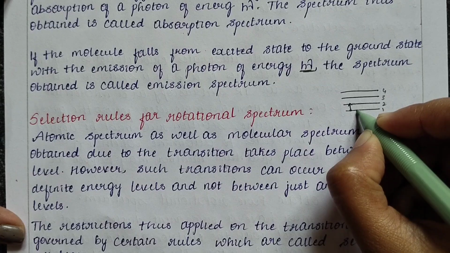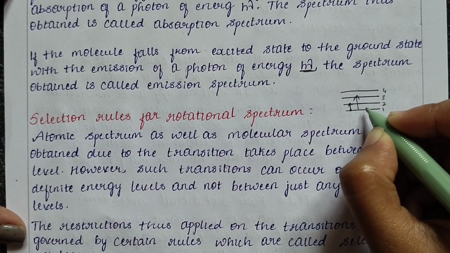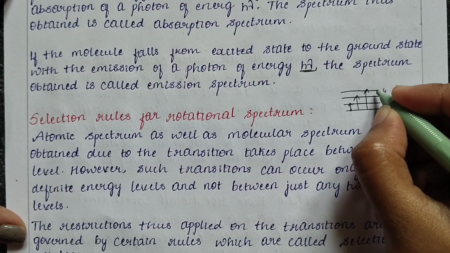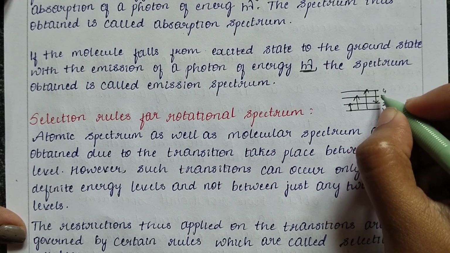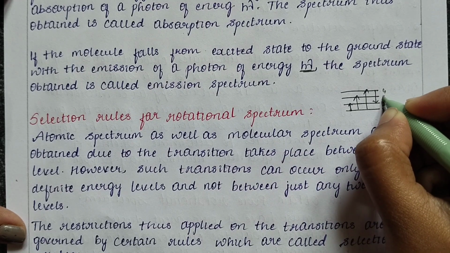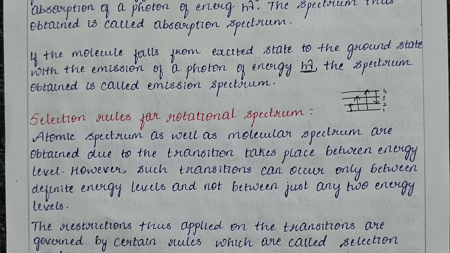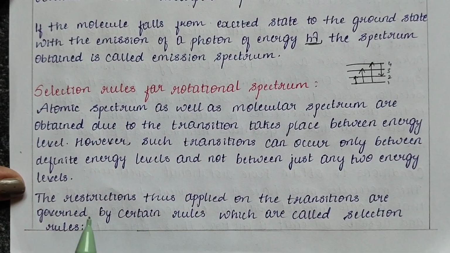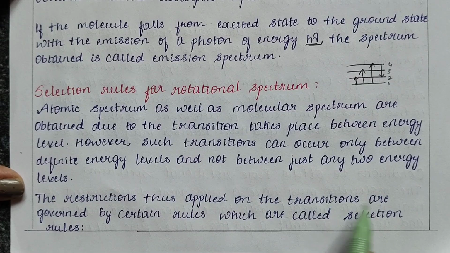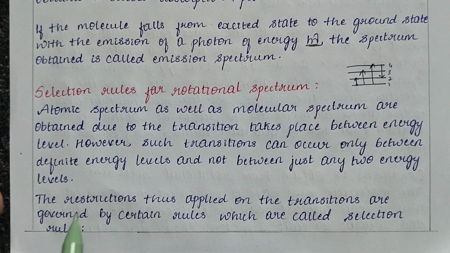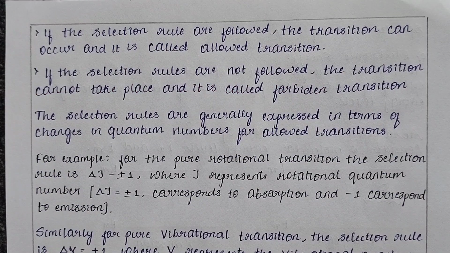The jump of an electron from 1 to 3 is not allowed, and 1 to 4 is also not allowed. In the same way, the depromotion of electrons from 4 to 2 is not allowed, but the depromotion of electrons from 4 to 3 is allowed. So this is what the first point of the selection rule of atomic spectrum says. The restrictions thus applied on the transitions are governed by certain rules which are called the selection rule. Now let us see what the selection rules are, what points are involved, and for what transitions they are applicable. Let us see the first point.